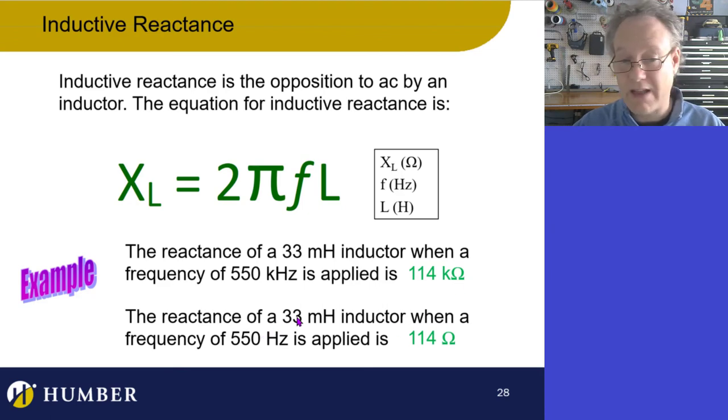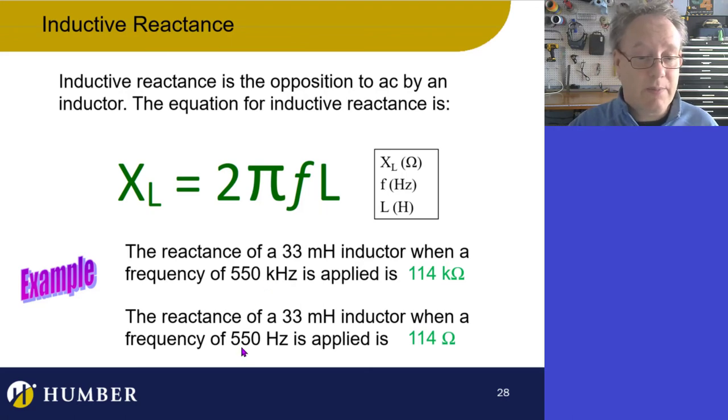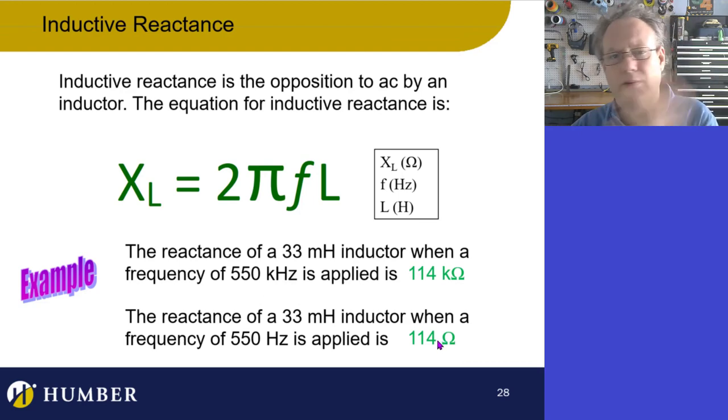But if we have that same inductor and the frequency is now 550 hertz, I think I said kiloohms, I'm not sure what I said. It was 550 kilohertz in our previous example. This example is 550 hertz. Well, it's actually 1,000 times less. So is the reactance. It's 1,000 times less. There you go. There's no kilo here. No big deal. That's easy.